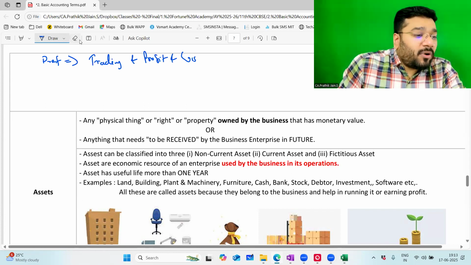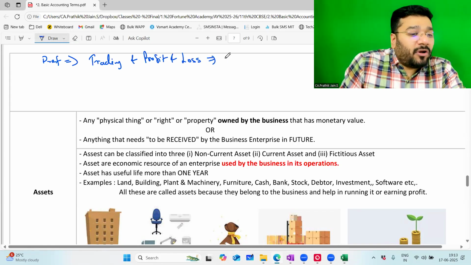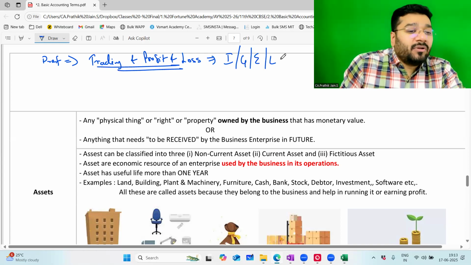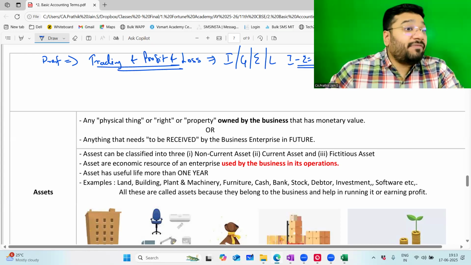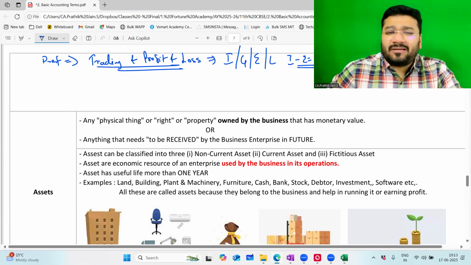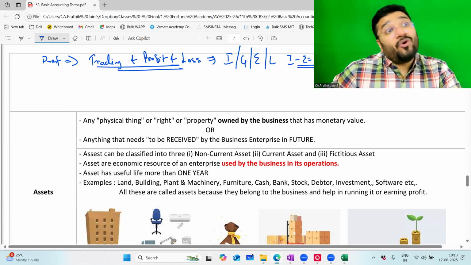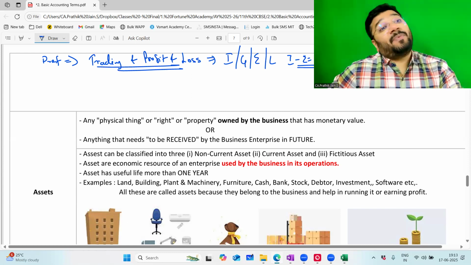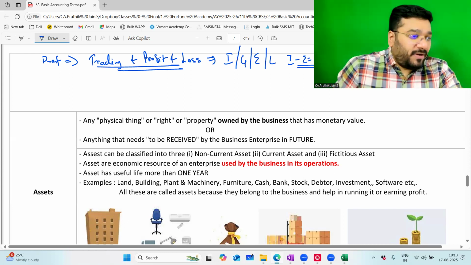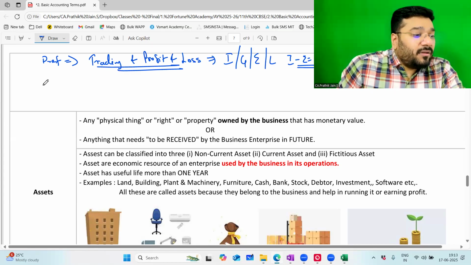What do you record in the trading and profit and loss account? All the items which have the flavor of income, gain, expenses, losses, all that we record in the trading and P&L account. From all the income and gains put together, if I subtract expenses and losses, I get profit or loss. If income is more than expense, it is profit. If expense is more than income, it is loss. Wonderful.